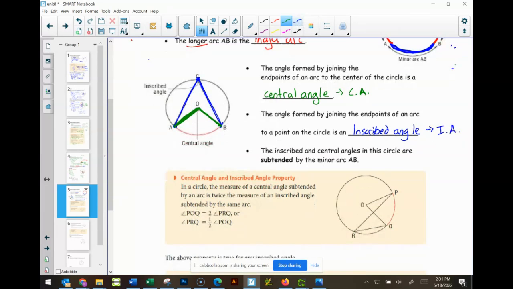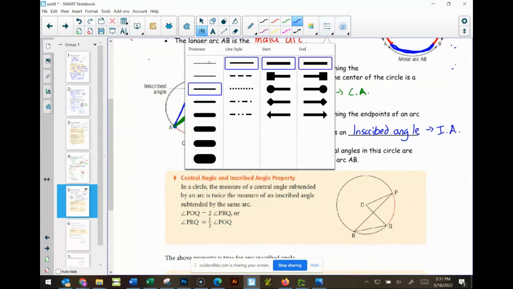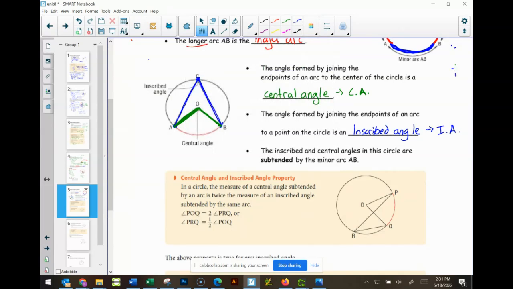All right, some more new terminology. That's another reason this unit's so short, is there's a lot of new terminology that you've probably never heard before. The inscribed angles and the central angles in this circle are subtended. So that's a new word right there. I don't think anybody in this class would have heard the word subtended before. All subtended means is that they share the same arc. So if you want to make yourself a little note there, that just means they share the same arc.